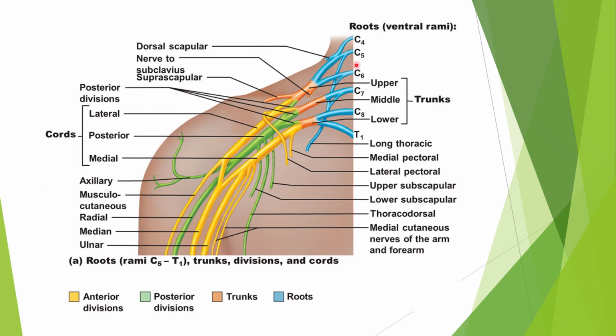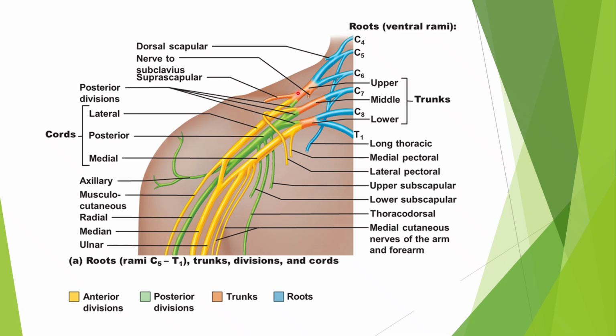Let's have a quick look at this diagram. You can see the roots here. As I told you, the roots are C5, C6, C7, C8 and T1. C5 and C6 join to form the upper trunk. C7 forms the middle trunk. C8 and T1 form the lower trunk. This is the upper trunk, middle trunk, lower trunk.